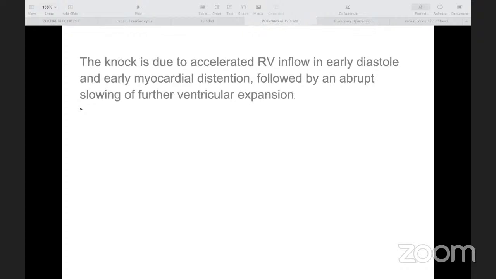Now, the knock is due to accelerated RV inflow in early diastole and early myocardial distension, followed by an abrupt slowing of further ventricular expansion. That's about the pericardial knock.